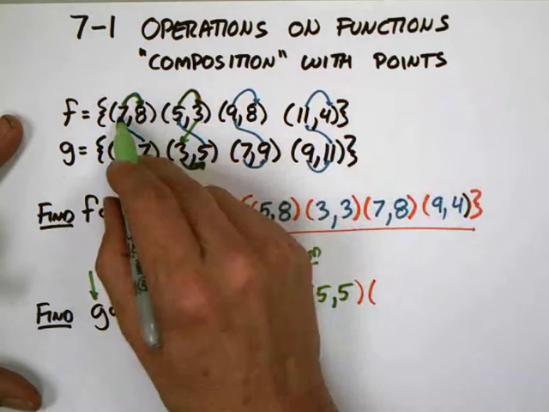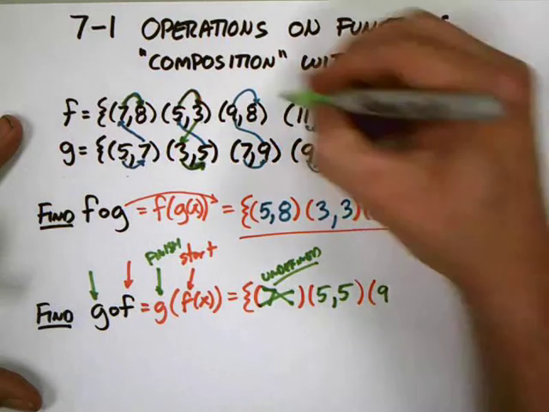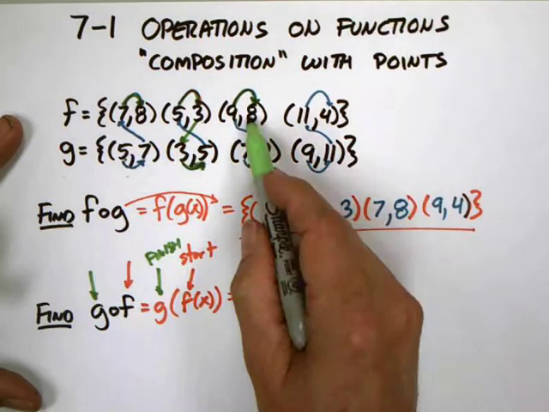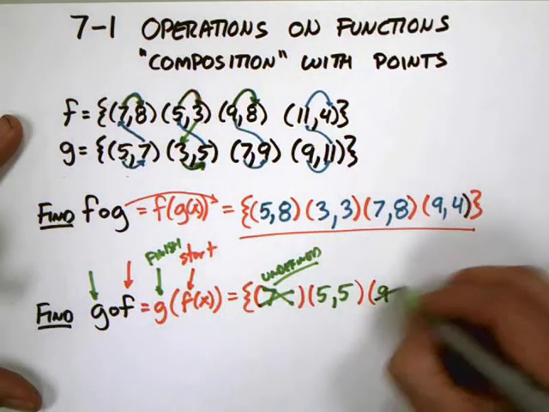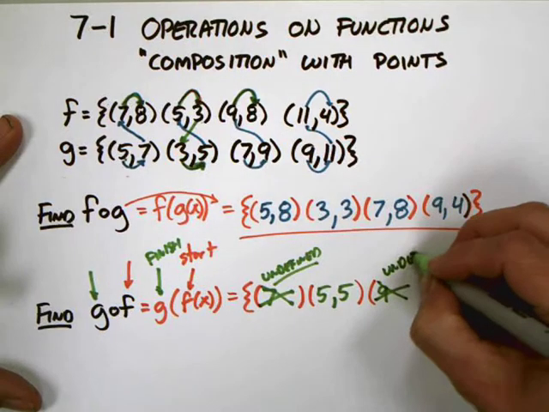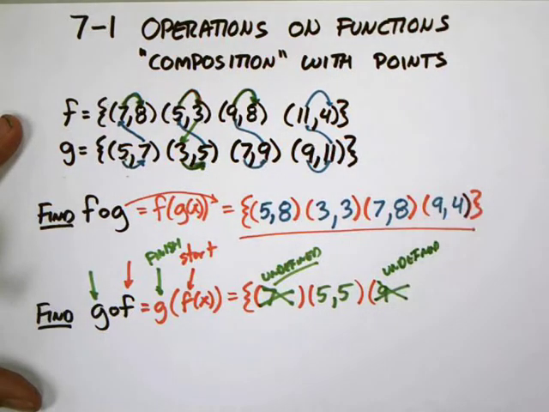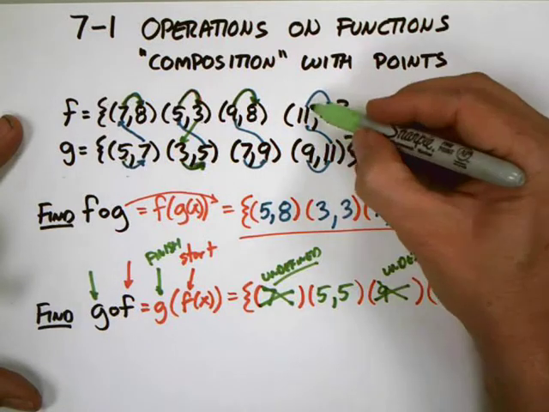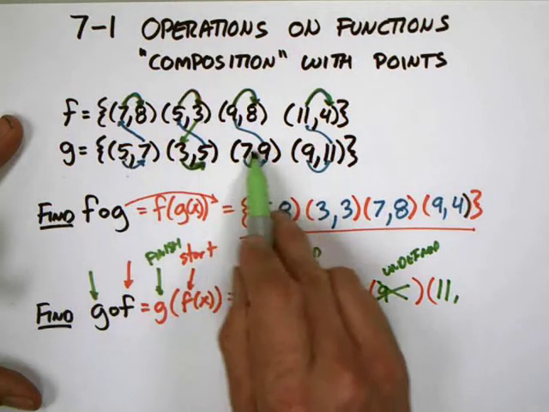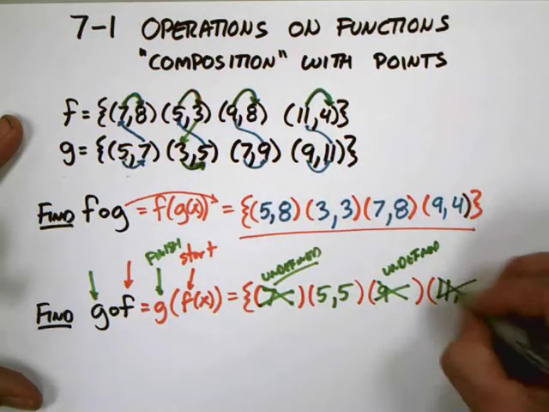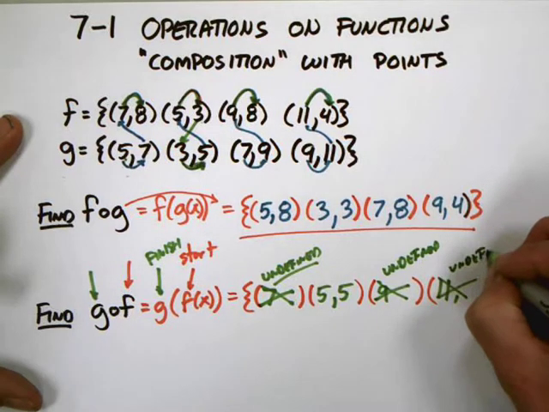Next point that I can start with, 7. 7 is going to be the 9. 9 turns into an 8. Then I go down to the bottom. That's not an 8, that's not an 8. Undefined. Last point I've got is my 11. 11 is going to turn into a 4. That's not a 4, that's not a 4. Once again, it's gone. Undefined.